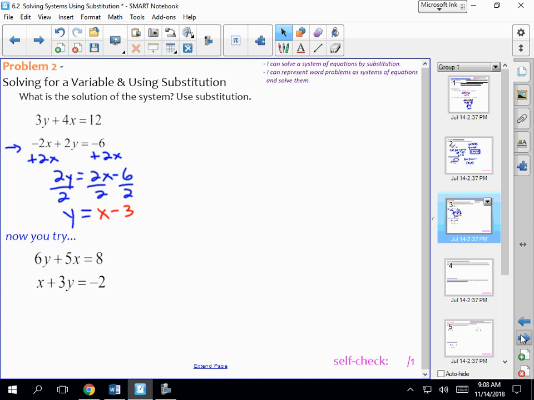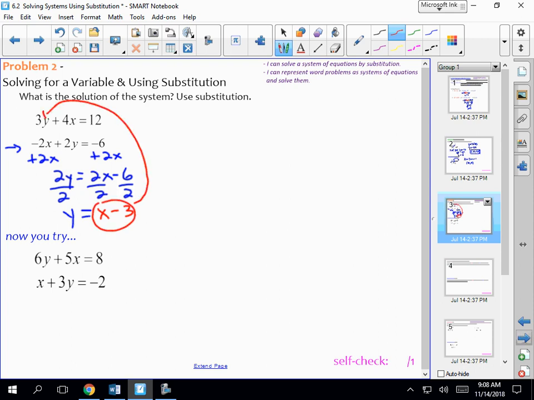And so it's your choice. You can solve for either x or for y, and you can solve either equation for that variable. It's your choice. You just kind of want to think it through maybe first before you do it. So y equals x minus 3. Now I'm going to take this x minus 3 and I'm going to put it in for y in that first equation. It looks like this.